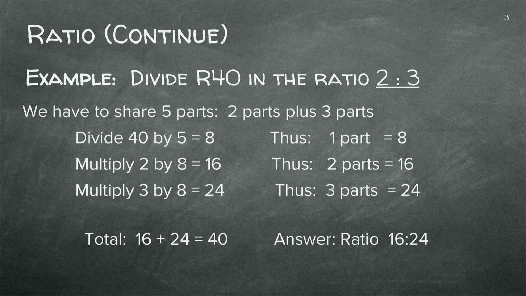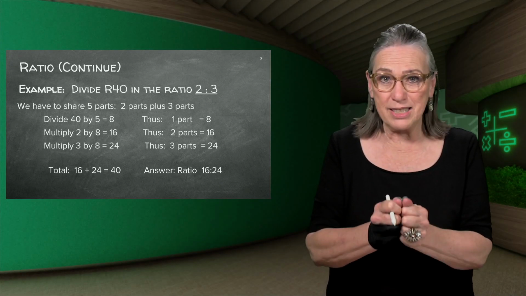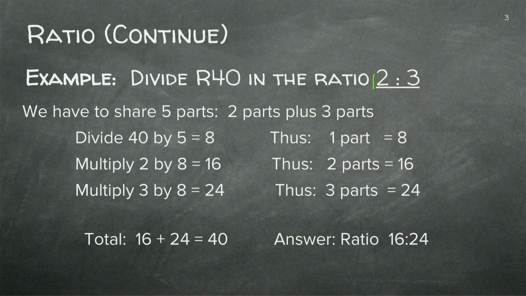The first thing we must remember, if you have to divide it 2 to 3, so you will get 2 parts of the 40, and your brother will get 3 parts of the 40. Okay, so we've got 5 parts. That's important. So you add that up. So there are 5 parts in this equation.